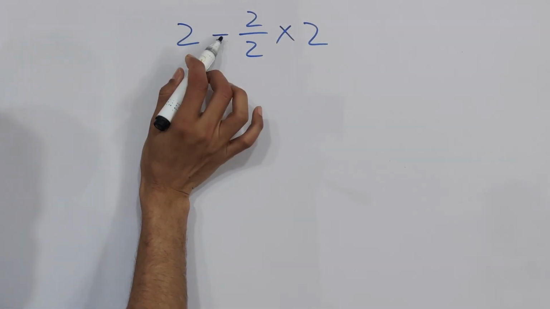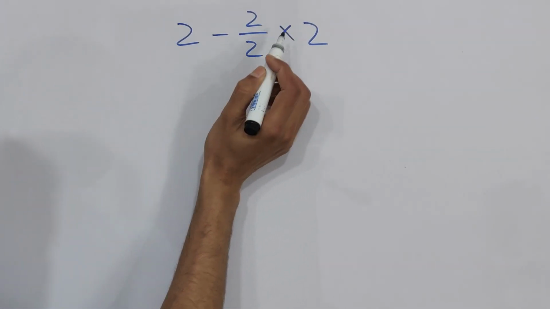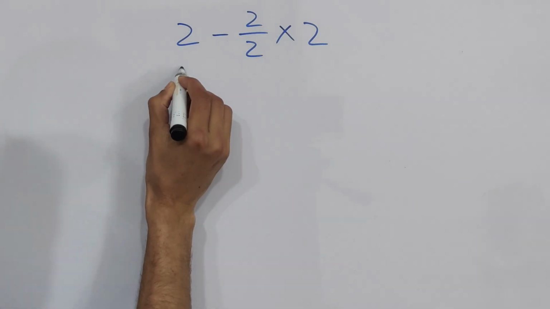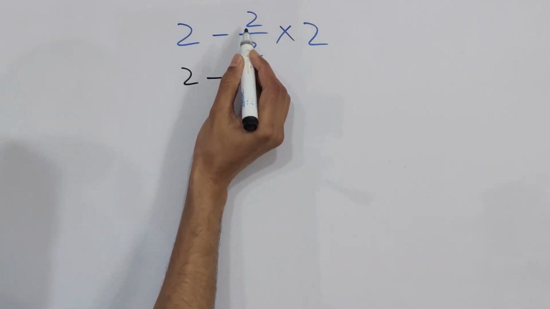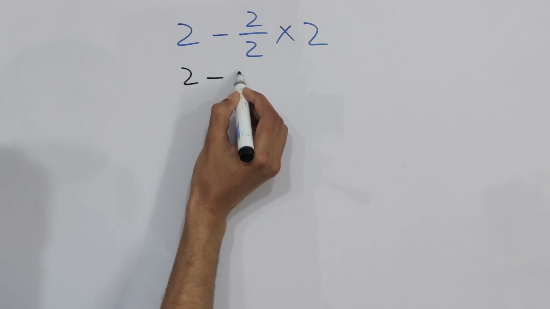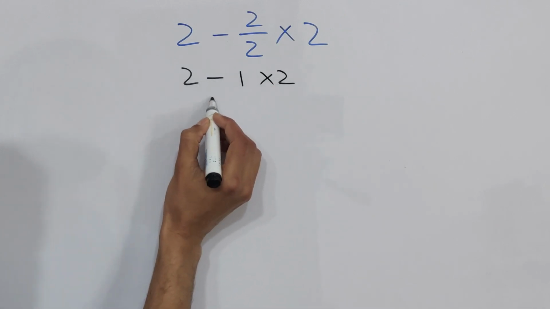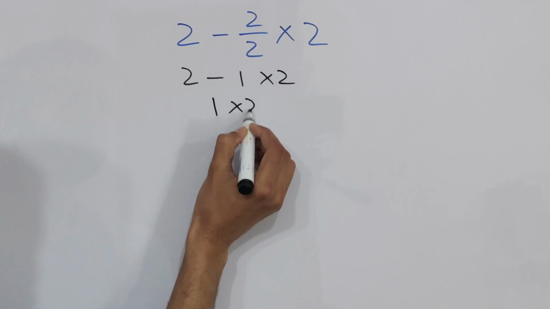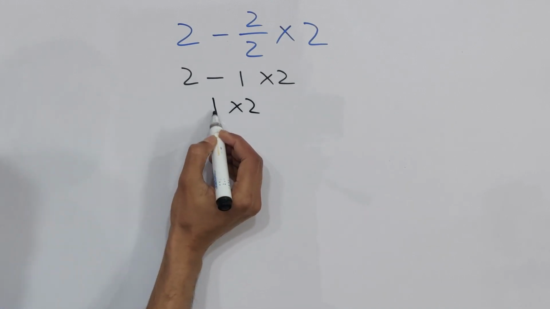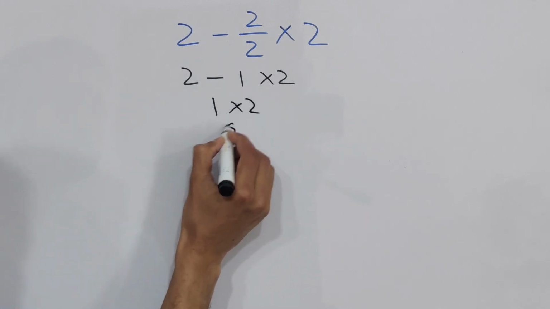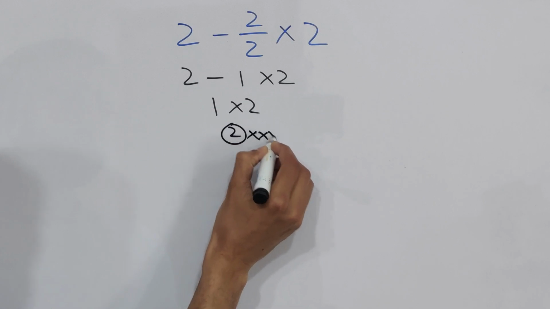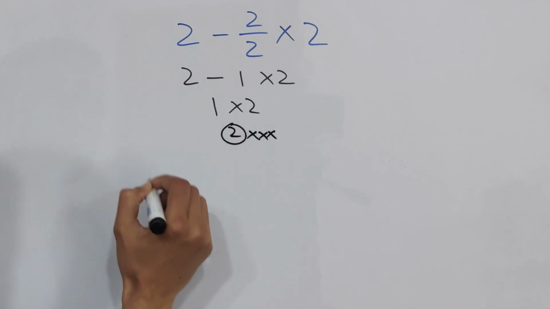We have 2 minus 2 divided by 2 multiply 2. Okay, so 2 minus 2 divided by 2 is equal to 1 multiply 2. Now 2 minus 1 is equal to 1 multiply 2. Okay, so 1 times 2 is equal to 2. This is not a correct answer, right?